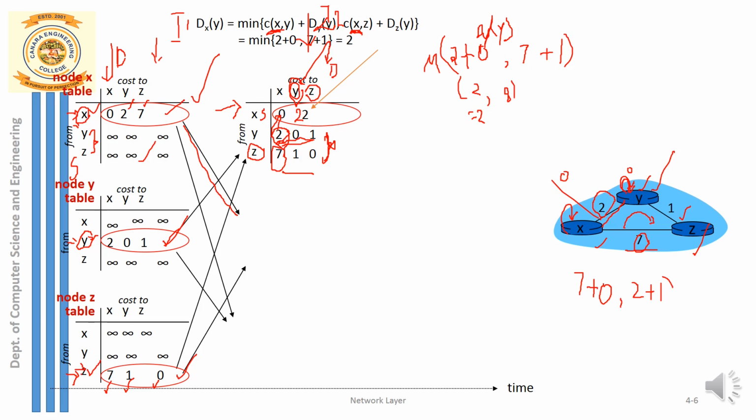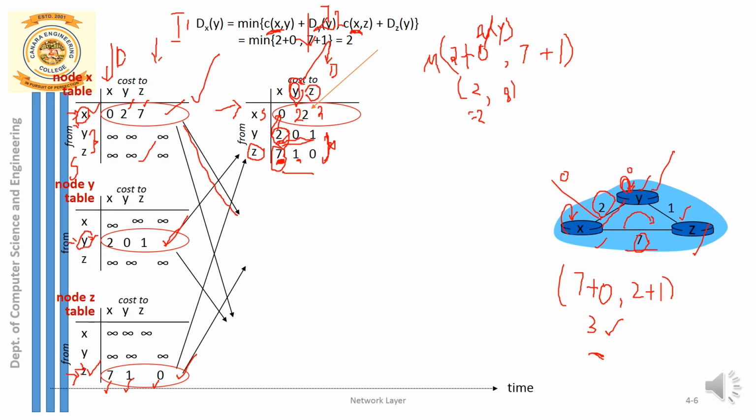So I have to now take the minimum value out of these two. What is the minimum value out of these two? The minimum value is equal to 3. So now I have already obtained this information from z. Z has informed the source that 7 is the cost to reach from z to x, and z has also informed x that the distance from z to y is equal to 1. So with the help of these two pieces of information, our x could calculate the shortest distance from x to z, that is equal to 3.